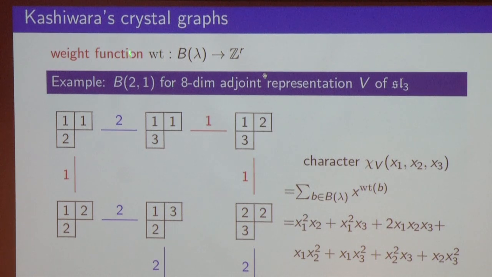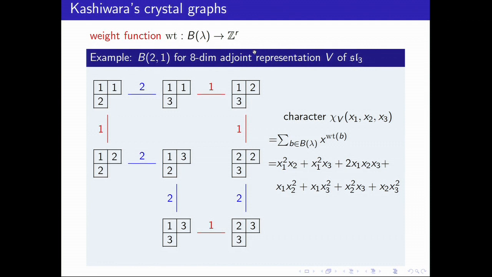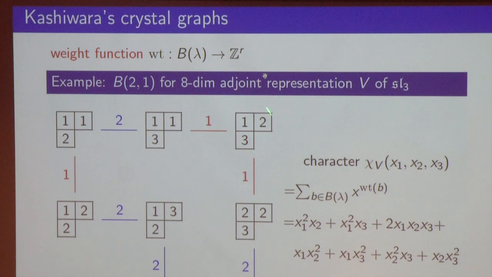Most of the time I'll be mainly concerned with this weight function. This is the function from the vertices to the lattice, which gives each vector a weight, an integer vector. So each vertex in this crystal graph comes with an integer vector, which is its weight. And possibly the most important combinatorial invariant of a finite dimensional representation of a simple Lie algebra is its character, which you can think of either as the trace of some element acting in this representation, or as a formal sum. I prefer to think of it as a formal sum. One way to write it, if you had this data, is that it's the sum over vertices in this graph of the formal exponential x to the weight.